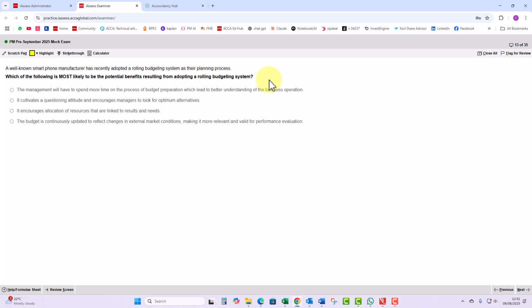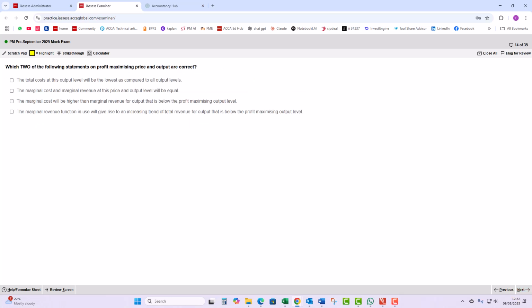Here we're looking at rolling budgeting systems and which of these is most likely to give us the benefit. The first one, spending more time on preparation, doesn't seem like a benefit. That's a downside. Whilst it's true that a rolling budget does require that, that's not a benefit. This questioning attitude and looking for optimum alternatives is more akin to zero-based budgeting, and allocation of resources that are linked to results and needs is also zero-based budgeting. There's only one left. It's continuously updated to reflect changes in the external market, making it more relevant. That's true. That's one of the benefits of a rolling budgeting system.